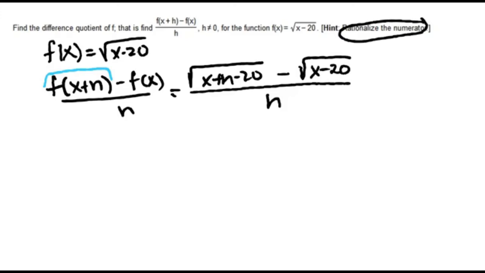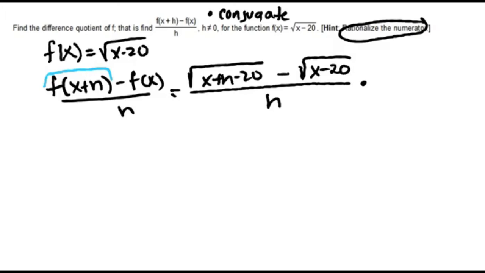Now to rationalize the numerator means that we don't want a radical in the numerator. So to get rid of the radical in the numerator, we're going to use a strategy of multiplying by the conjugate. And the conjugate is the expression that we see in the numerator, except with a plus sign instead of the minus sign. So it has the opposite sign in between those two radicals.